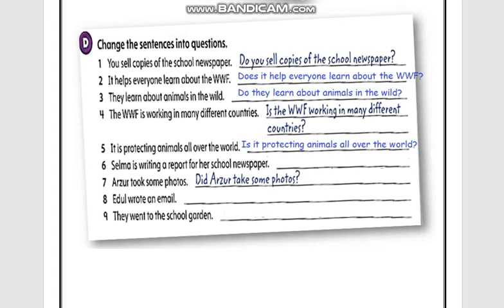Number 6, Salma is writing a report for her school newspaper. So we ask a question saying, is Salma writing a report for her school newspaper? Number 7, Azur took some photos, and it's already answered for us over here. Did Azur take some photos? So we ask a question in the simple past tense. Number 8, Adol wrote an email. If we ask a question, we say, did Adol write an email? Number 9, they went to the school garden. If we ask a question, we say, did they go to the school garden?